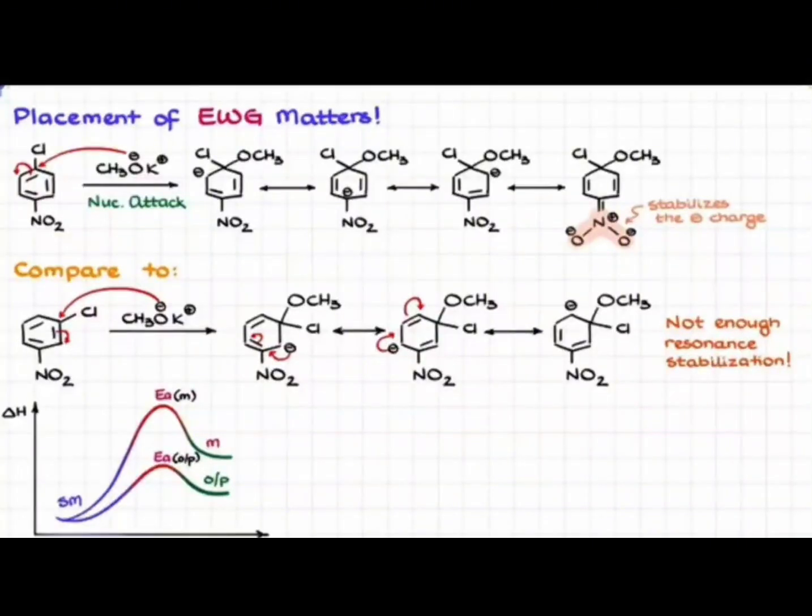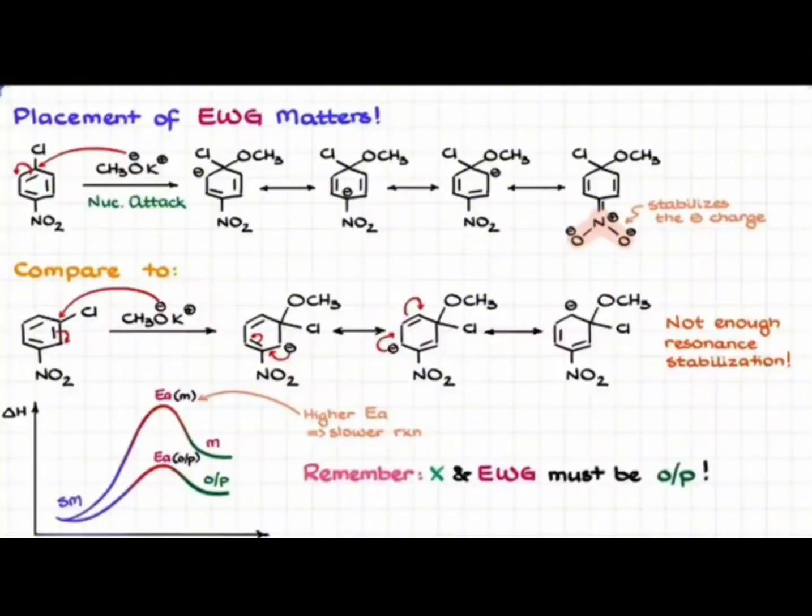So in this case, since the activation energy for the meta position is so much higher due to the fact that our intermediate is not well resonance stabilized, that means that the reaction is going to be significantly slower. Not impossible, but too slow for practical applications. So remember, when it comes to the placement of your leaving group and your electron withdrawing group, those guys must be ortho or para to each other.